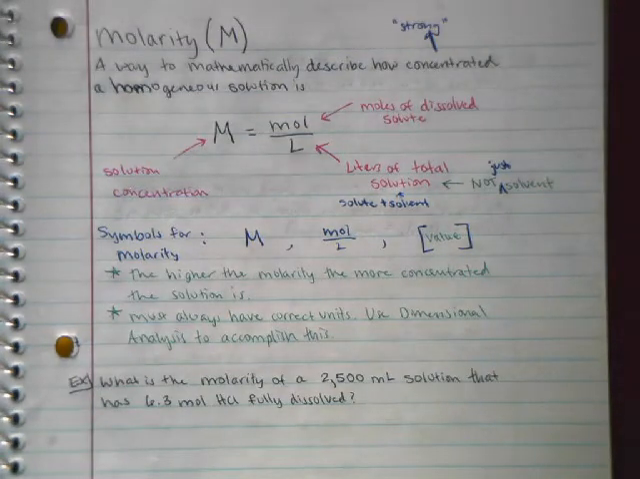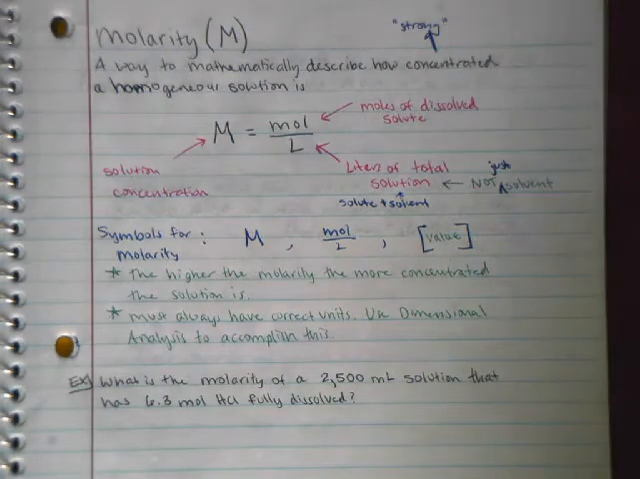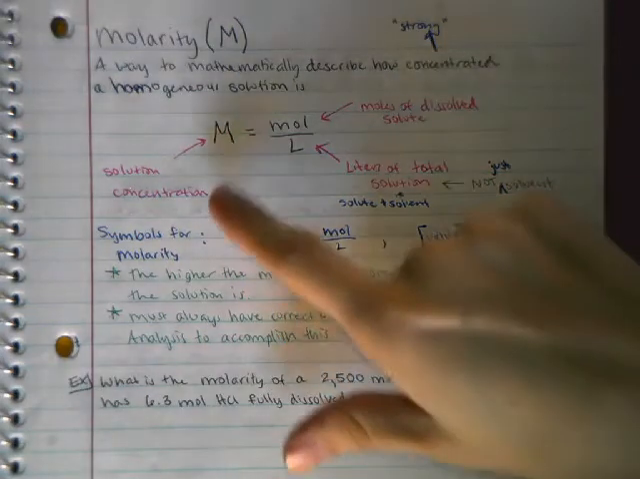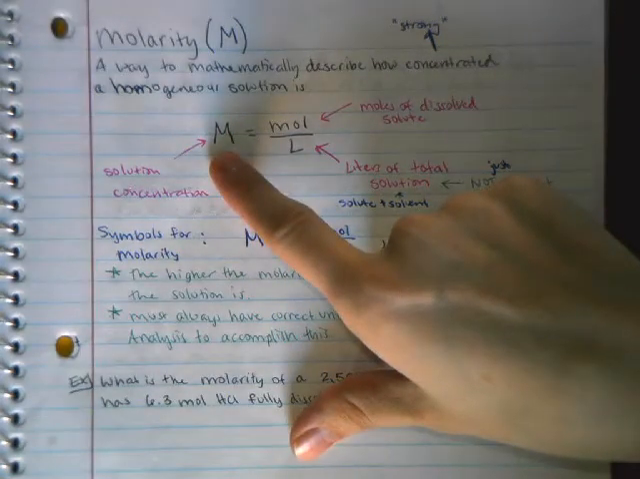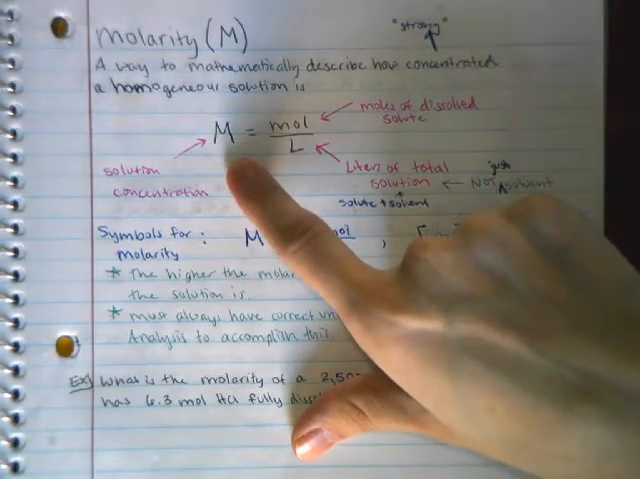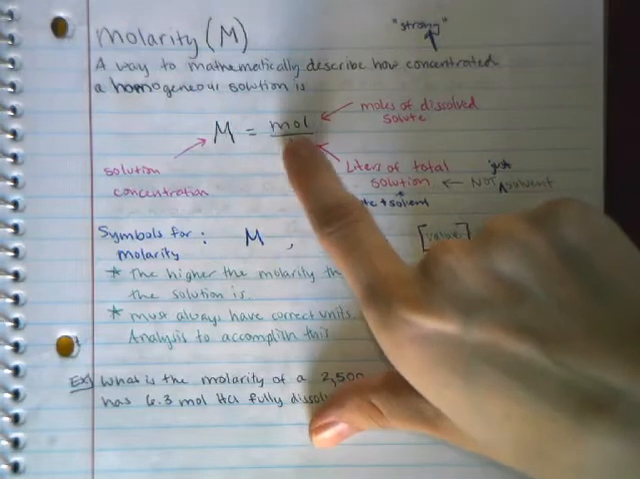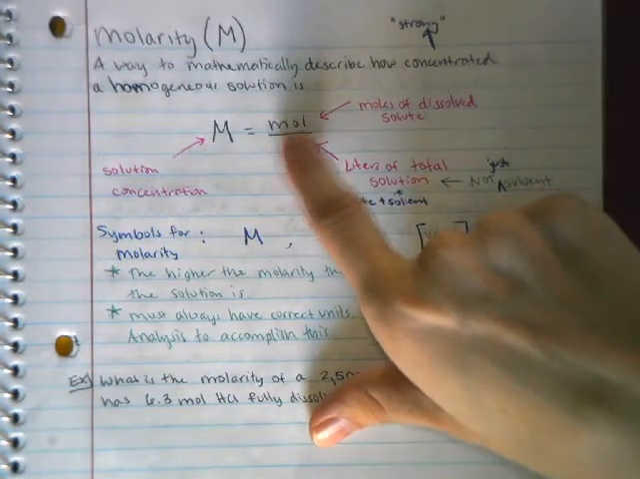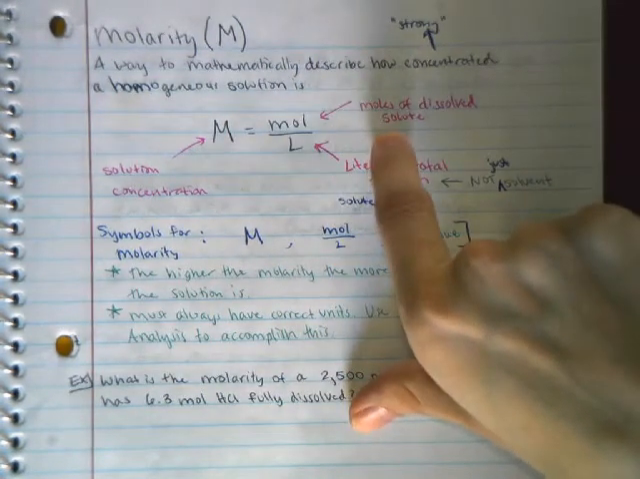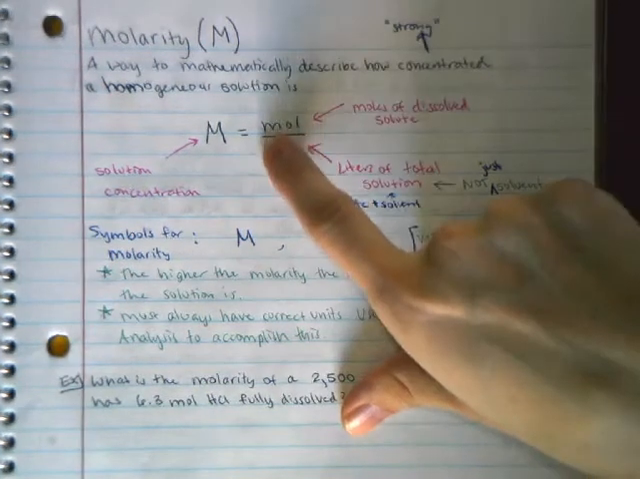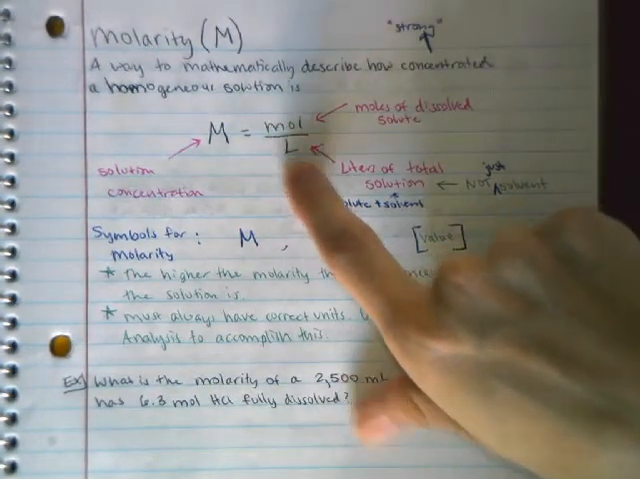So a way that we measure or mathematically describe how concentrated a solution is, is by using something called molarity. Molarity is a very simple equation. Big capital M is the symbol for molarity, and the way that we calculate how strong a solution is, remember a solution is a solute dissolved in a solvent, is the moles or the quantity of the dissolved solute in the solution divided by the volume or the liters of the total solution.